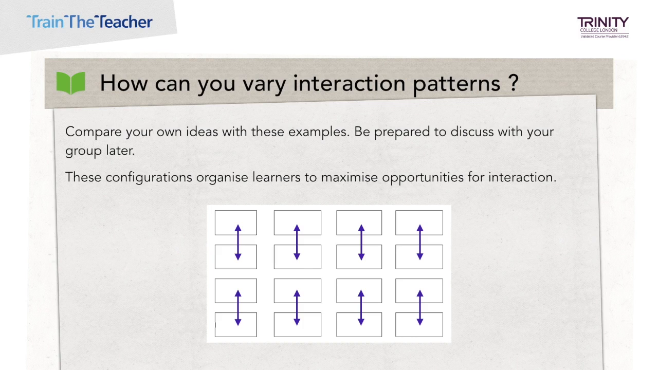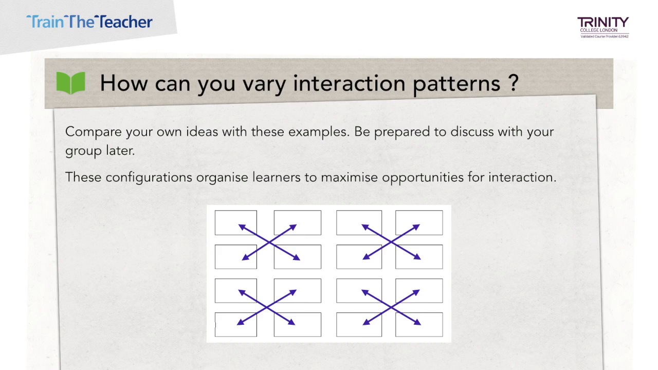These configurations organize learners to maximize opportunities for interaction. In this example, we've simply moved the arrows around so that the learners are now working with the opposite table. Here's another example. Here, we've grouped each block of 4 tables as one unit, and learners will interact with the person diagonally opposite. This offers a lot of opportunities for crisscross communication and interaction.